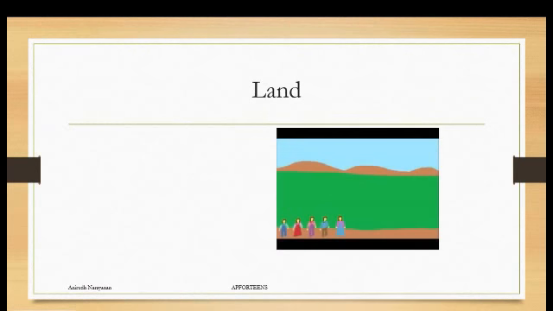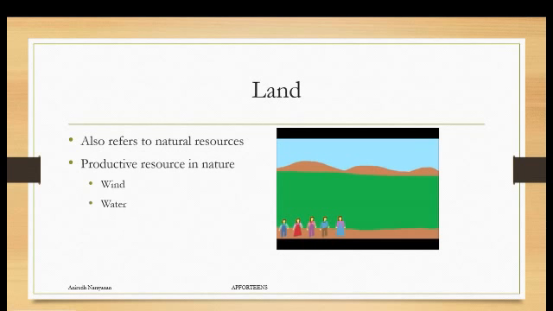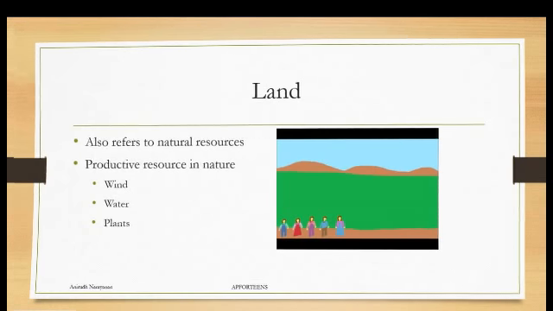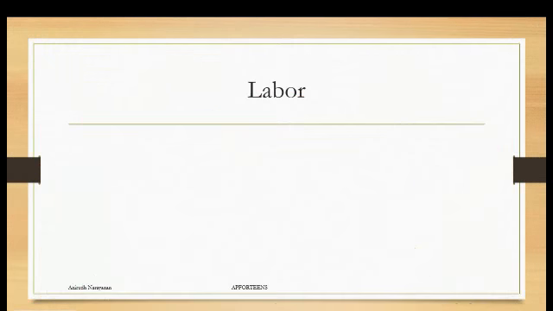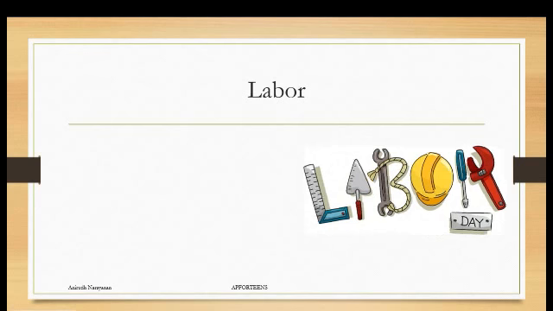I'd like to show my little type of guys going out west picture here. Land also refers to natural resources, and it's productive resources in nature. You can say wind, water, plants, anything that's natural and can be used in the production process. The next one is labor.